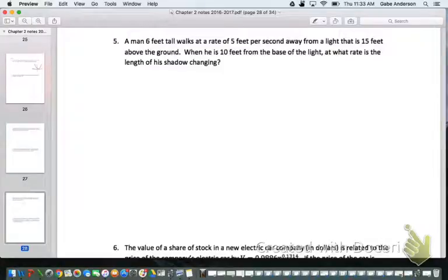You get a sense of what's going on. I'll read it out loud for you for those that would rather hear it. It says, a man 6 feet tall walks at a rate of 5 feet per second from a light that is 15 feet above the ground. When he is 10 feet from the base of the light, at what rate is the length of his shadow changing?